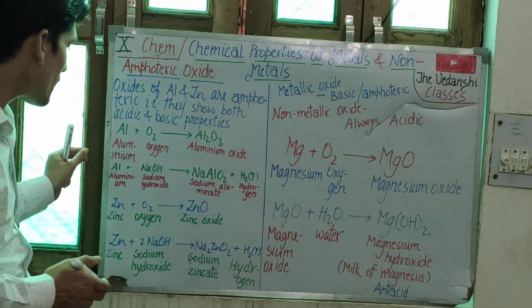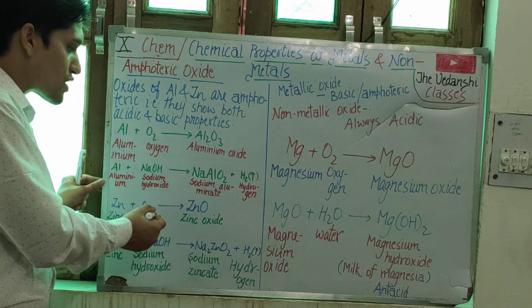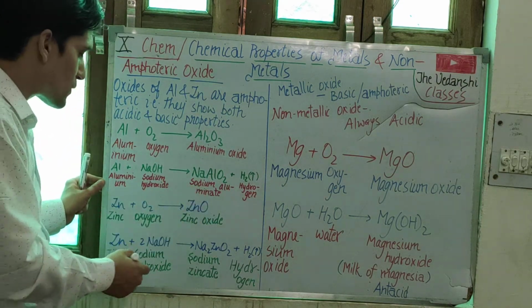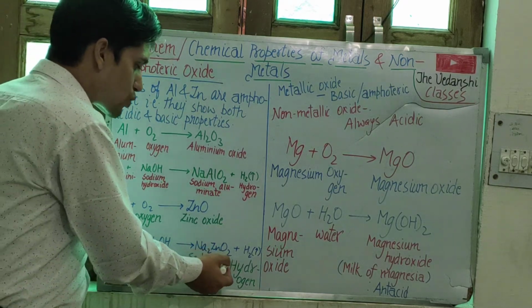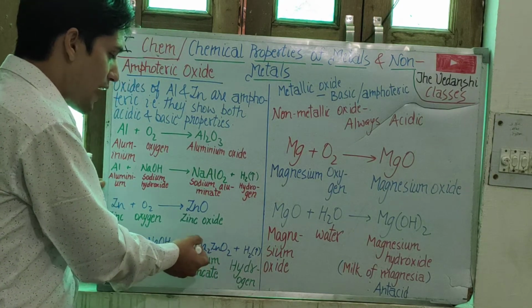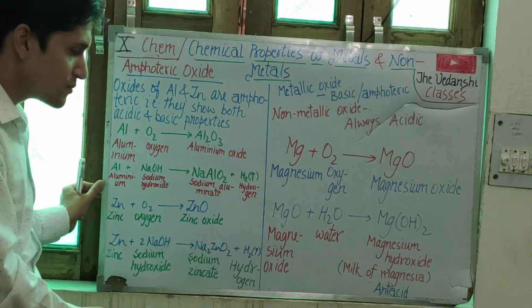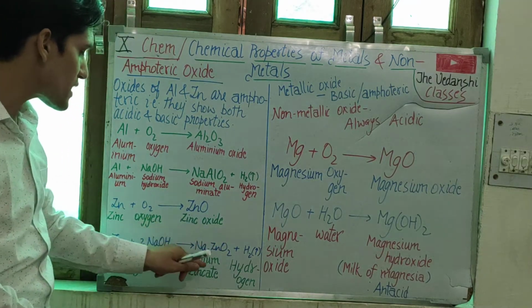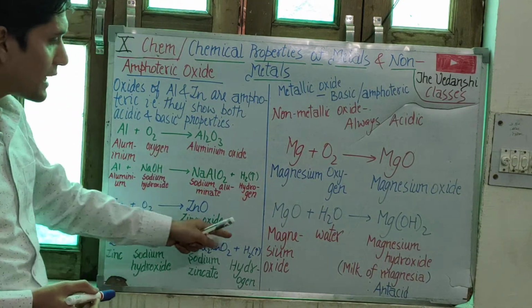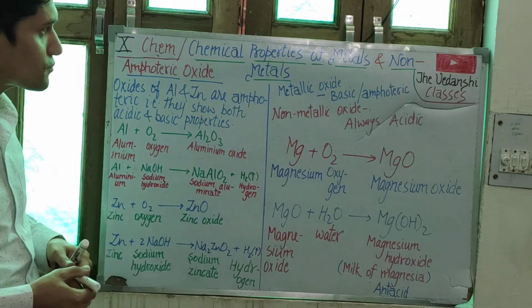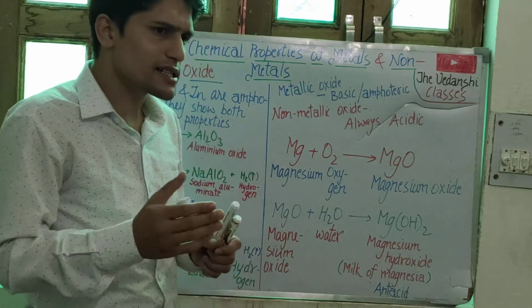AlO2-. When zinc reacts with oxygen, it forms zinc oxide. And when zinc reacts with sodium hydroxide, it forms sodium zincate, Na2ZnO2. In this, the Na+ ions will separate and the zincate ion, ZnO2 with 2- charge, will separate. And hydrogen gas evolves.